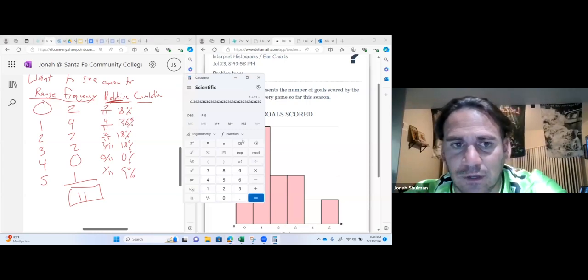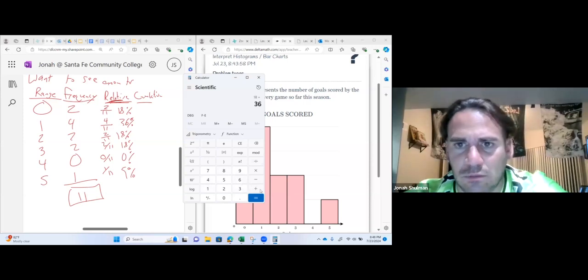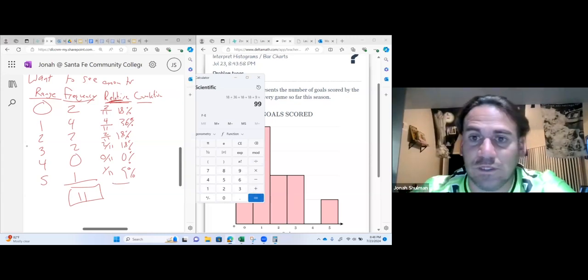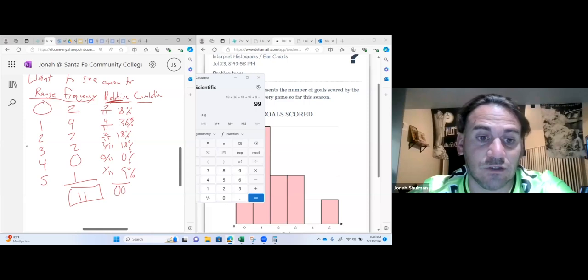Now, if we add them, we should get very close to 100. So let's add them up. So we have 18 plus 36 plus 18 plus 18 plus 9. We're short by 1 because I didn't get real specific, but it should be about 100%.